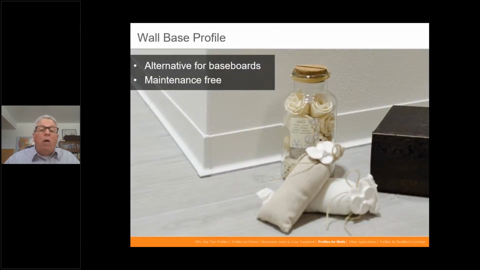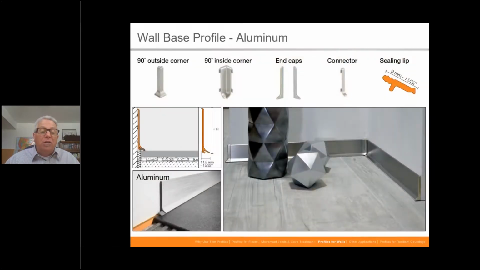How about wall base? You know, when you put a tile job down, there are many types of base that can be used, but some of them aren't as aesthetically pleasing as we would like, or maybe don't have the function. Many times you're putting a tile in a wet area, and you certainly don't want to put, say, for instance, a wood base down in there. So keep in mind that there are actually alternatives to that in profiles. This particular one is a brushed stainless steel, and it comes with all the end connectors and caps and corners that you would need.